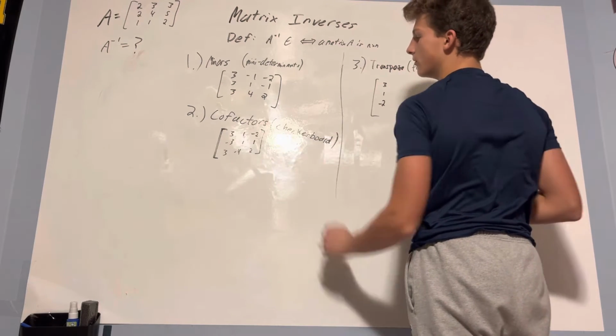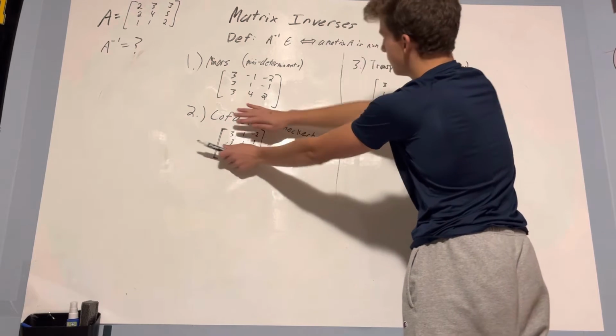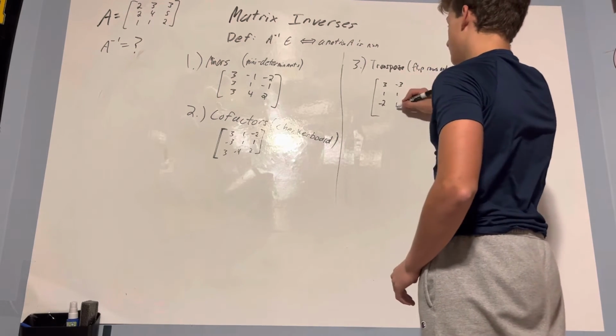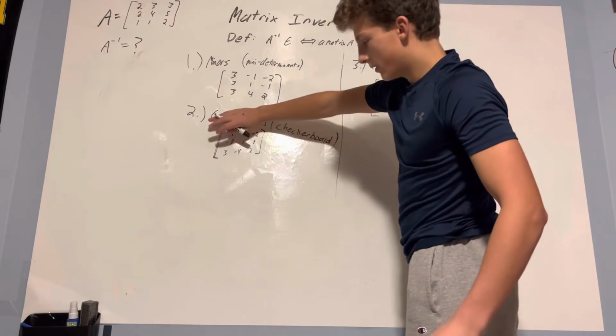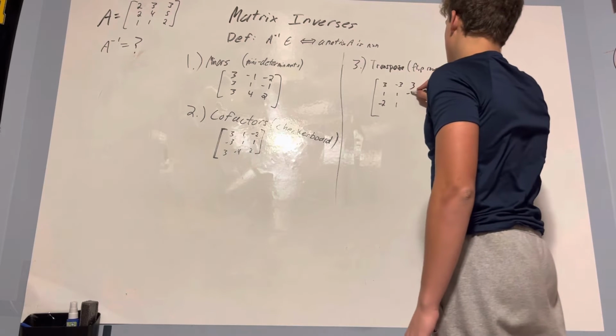3, 1, negative 2. Now we're going to look at our second row, negative 3, 1, 1, and we're going to make that our second column, negative 3, 1, 1. Let's look at our last row, 3, negative 4, 2, and let's make that our last column, 3, negative 4, 2.